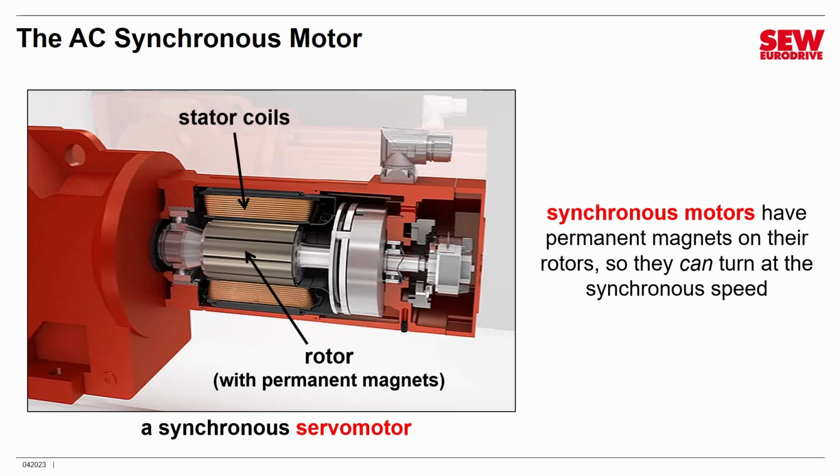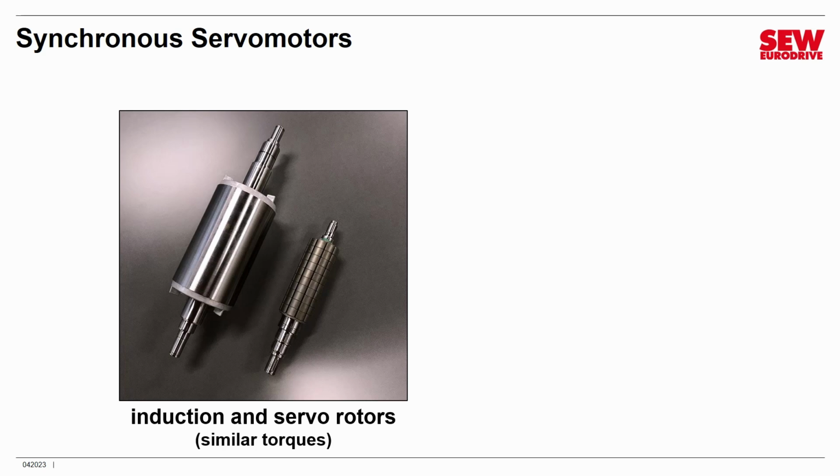What does this mean? It means one very important thing. It means they can turn at exactly the synchronous speed. So they turn at the same speed the magnetic field is rotating around inside the stator. That is one advantage of synchronous motors. They have no slip. And just by point of comparison, I've got the rotor from an AC induction motor, an asynchronous motor, and a servo motor, a synchronous motor.